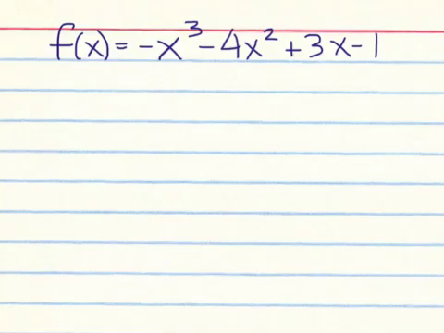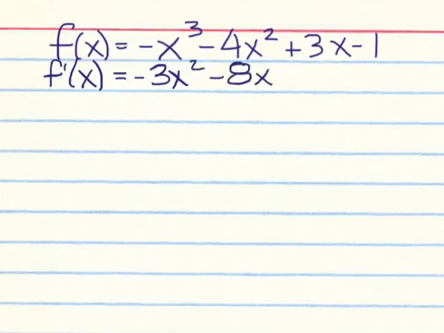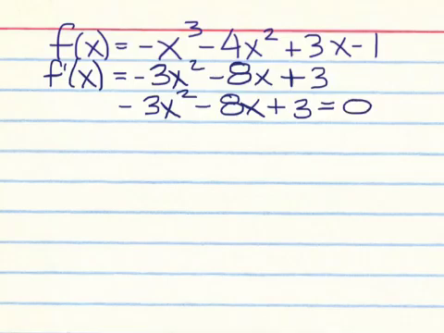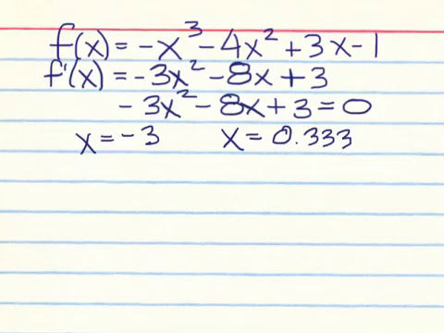Example number 2. Find the first derivative and come up with negative 3x squared minus 8x and then plus 3. You're going to set that equal to 0. After using the quadratic formula, we come back with x values of negative 3 and also of 0.333. Now you must plug those back into the original function.